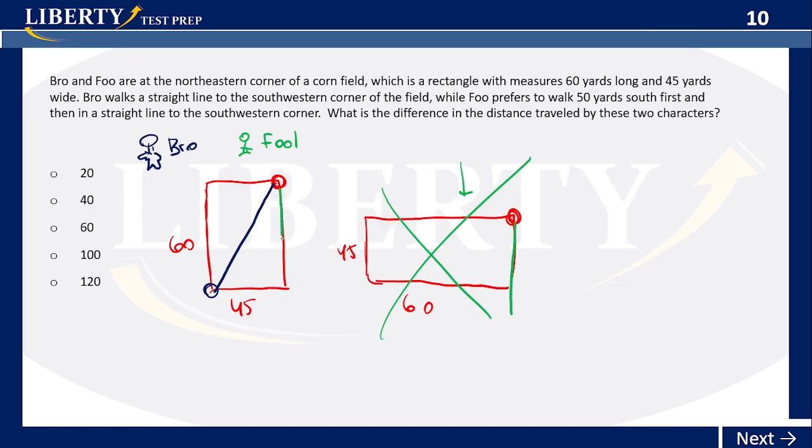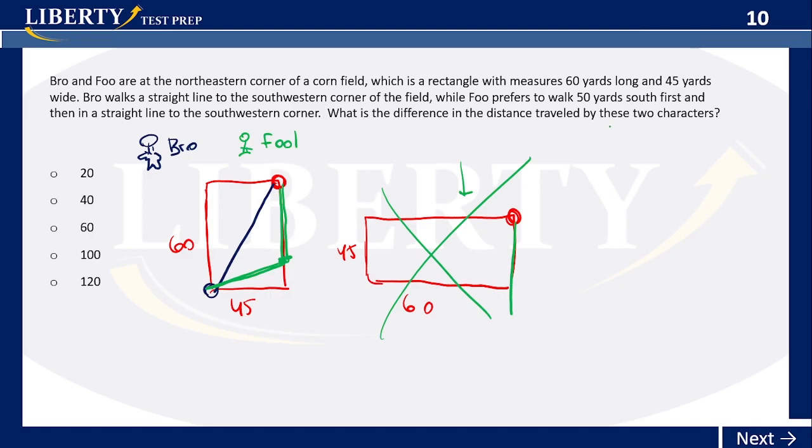So he walks 50 yards south up to here, let's say, and then a straight line to the southwestern corner. So the fool walks here. That's what he walks. It's a different path than bro's, so he takes longer. What is the difference in the distance traveled by these two characters?